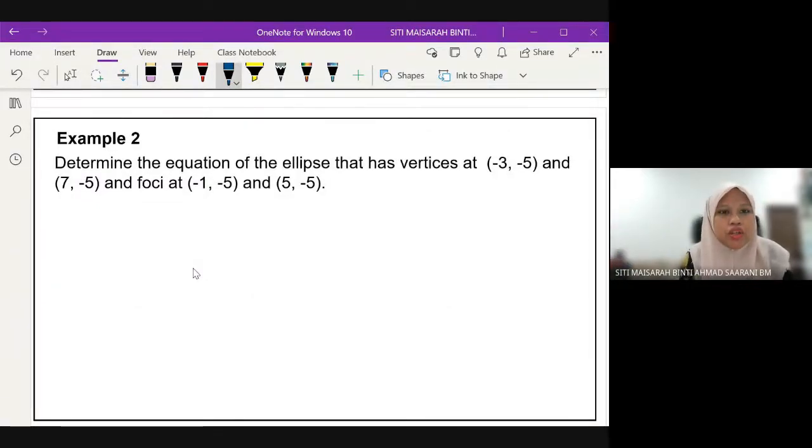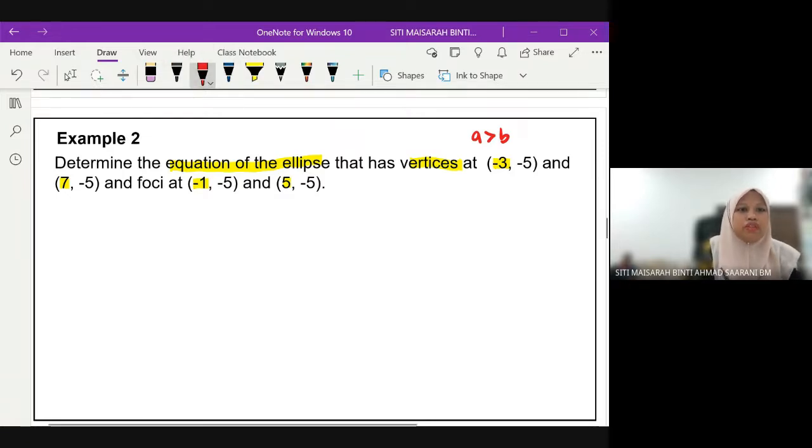Okay. Determine the equation of ellipse. Dia nak equation of ellipse that has vertices at negative 3, negative 5 and 7, negative 5. So kalau tengok kat sini, dia berubah pada X lah. Dia berubah pada X. Y dia masih sama. So kalau dia berubah pada X, confirm ini A lebih besar pada B. So itu yang awak kena tengok lah. So dah tahu dah dia A lebih besar pada B. Alright, and foci at negative 1, negative 5, 5, negative 5. So ini pun samalah, dia punya berubah dia adalah pada X. Okay. So dia nak equation of ellipse.